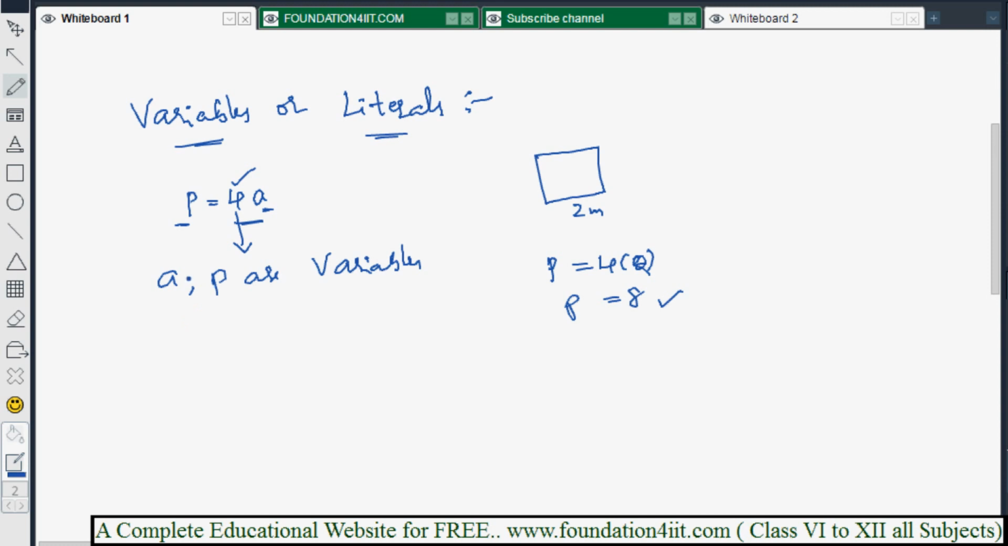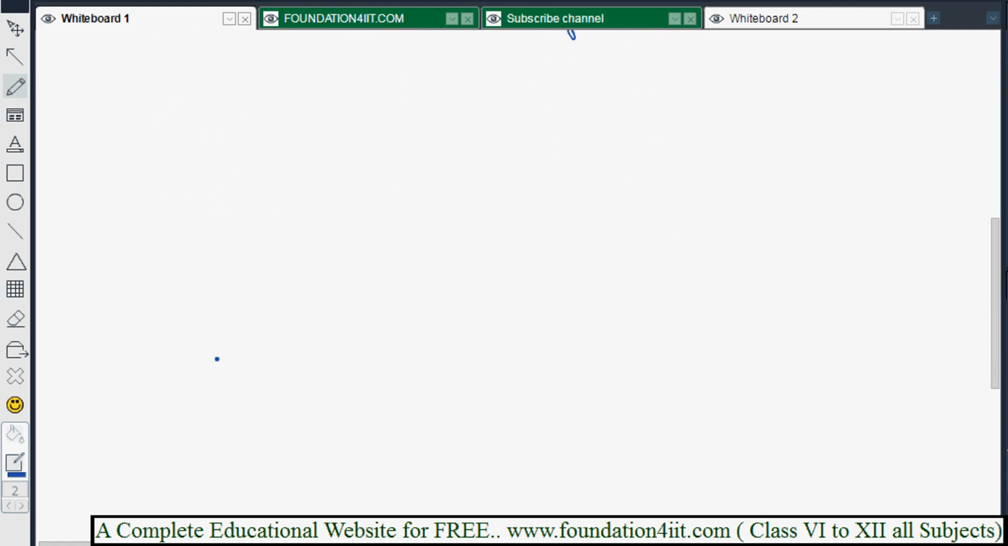Now what exactly are algebraic expressions? An algebraic expression is nothing but a combination of constants and variables. Constants and literals or variables I explained already. For example, 4 is a constant and x is a variable. The combination, connected by operations plus, minus, multiply, divide, is known as an algebraic expression.